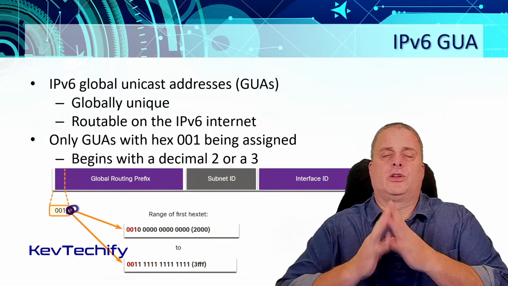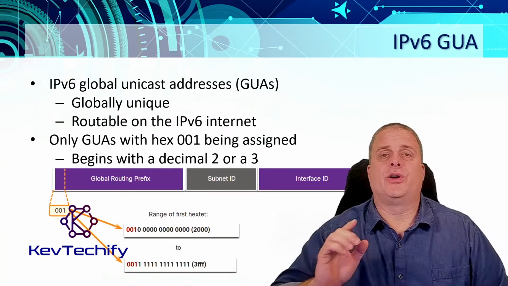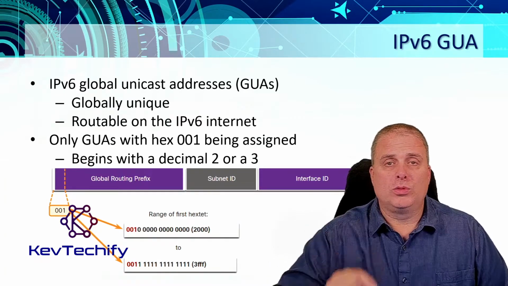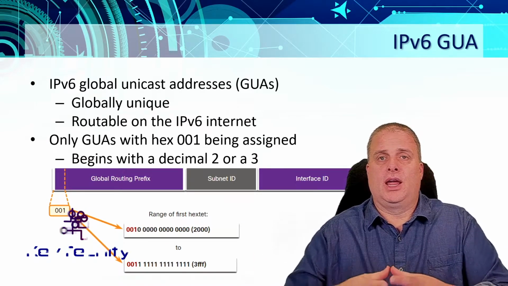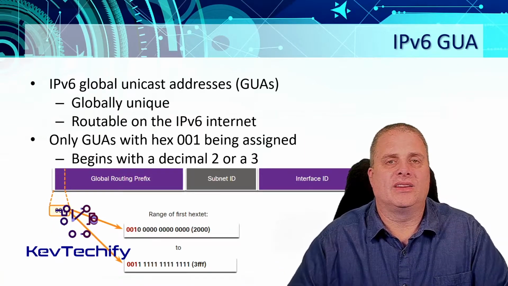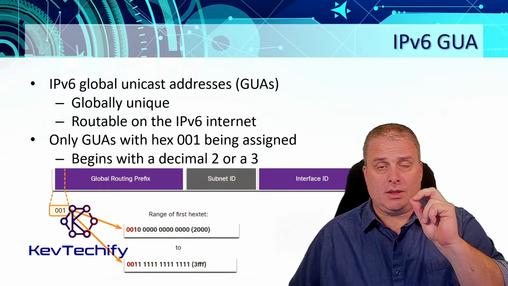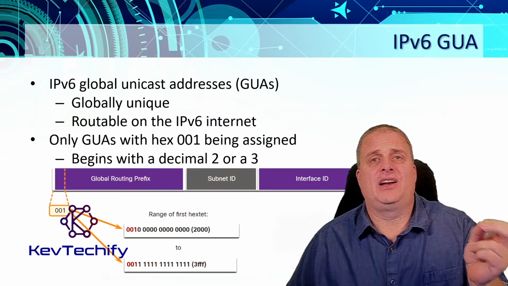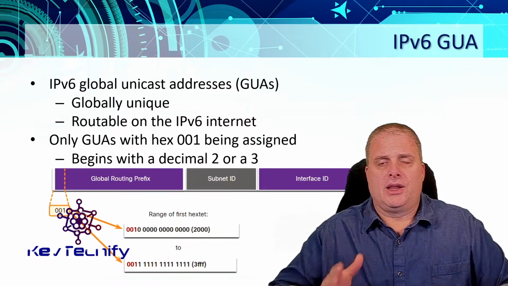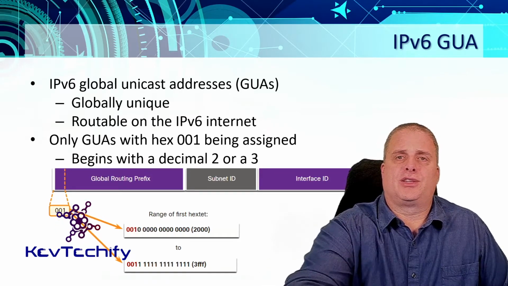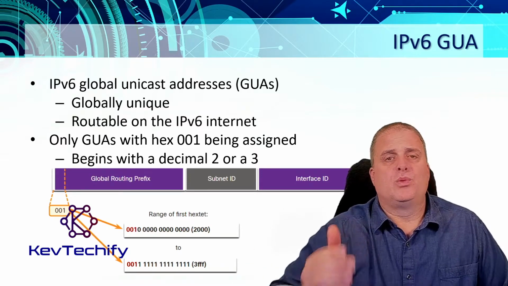The IPv6 global unicast address is globally unique. What that means is there's only one device in the entire world that's going to have that address. If another device has that address, there's something wrong, and the administrators need to find out why. But only one device will have that globally unique address. It's routable across the entire internet. That address can go out from your default gateway to your ISP across the internet all the way to its destination.